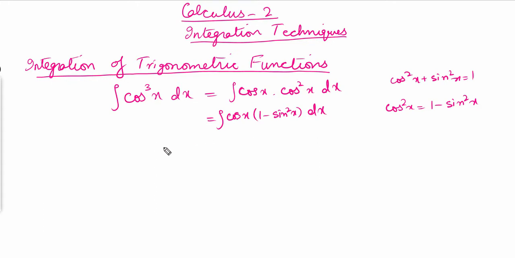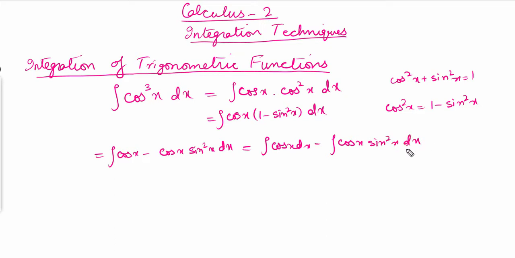Now I'll just expand it, and it will become the integration of cos x minus cos x sine square x dx. All right, so I can separate them: the integration of cos x dx minus the integration of cos x sine square x dx. Now I'll do the substitution. For the first one, its integration is quite simple. It will become sine x.